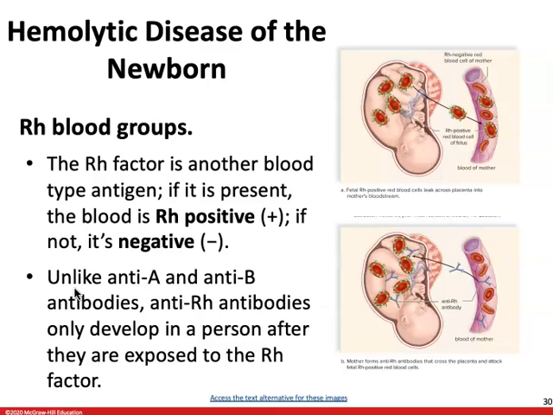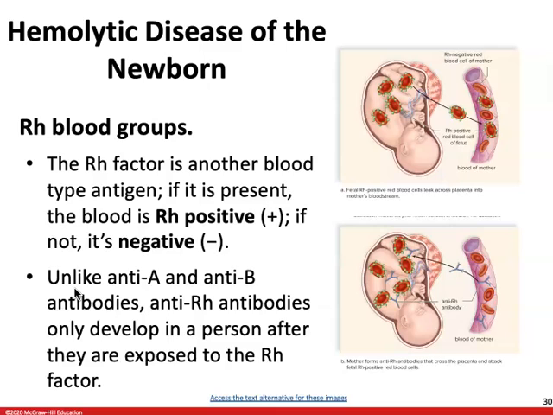So the Rh factor is another blood type antigen. If it is present, the blood would be Rh positive. If not, the blood would be Rh negative. Unlike anti-A and anti-B antibodies, anti-Rh antibodies are only going to develop in an individual after they've been exposed to the Rh factor. So this becomes really important.